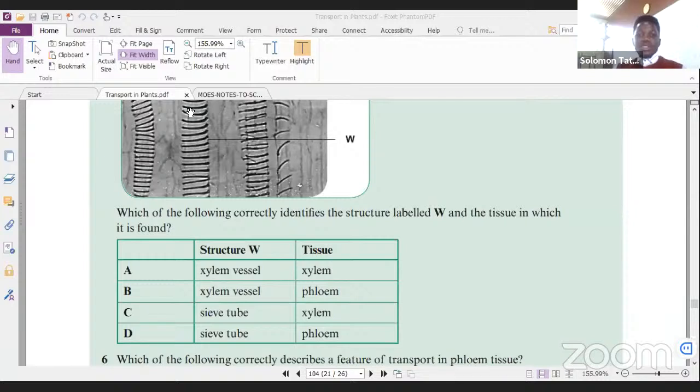Okay, so we saw this picture where we were talking about lignification, the types of lignification. This is a xylem vessel lignified in such a way. I think this is spiral, if I'm not mistaken. Spiral lignification, right? So it's not a sieve tube, it is a xylem vessel, just lignified, and the tissue is xylem.